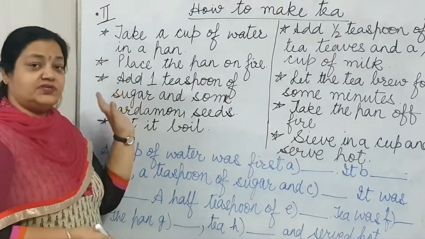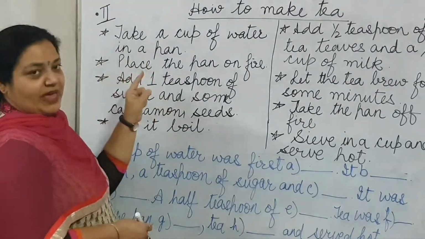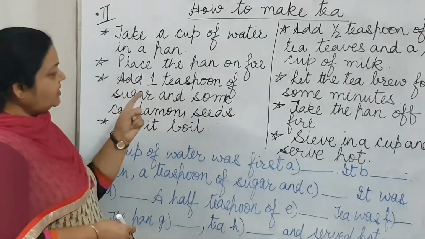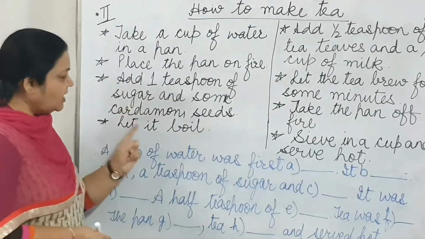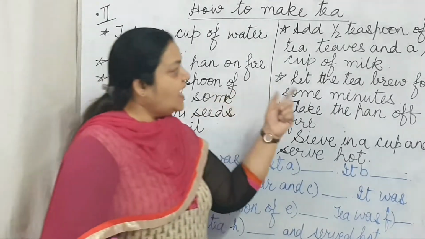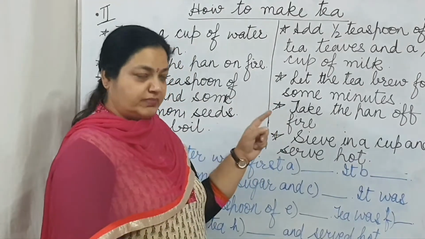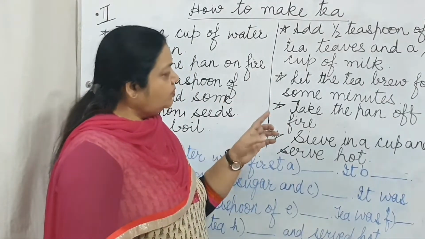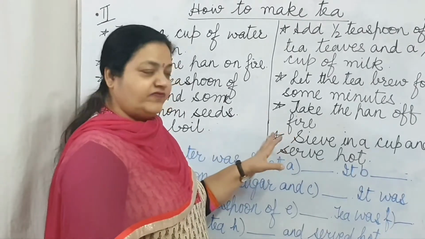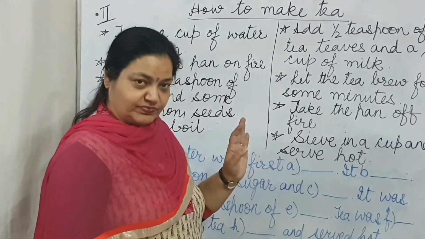Now let us read first the instructions. Take a cup of water in a pan. Place the pan on fire. Add 1 teaspoon of sugar and some cardamom seeds. Let it boil. Add half teaspoon of tea leaves and half cup of milk. Let the tea brew for some minutes. Take the pan off fire, strain it in a cup and serve hot.